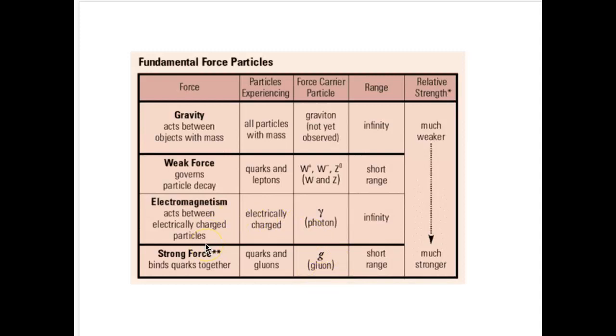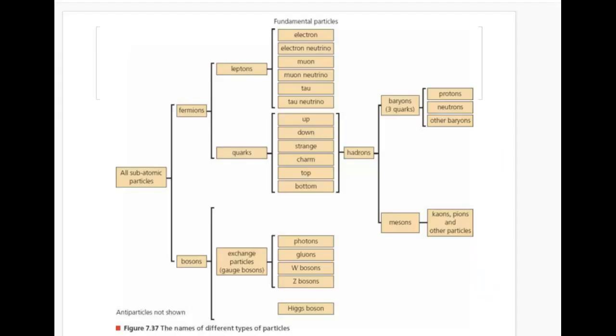First thing you need to know is that they are in order. The strongest is the strong force, that's easy to remember. Then it's the photon, the W and Z, and then the graviton. And the forces in order are from strong force, electromagnetism, weak, and gravity. That is the order from strongest to weakest. And that's pretty much it.